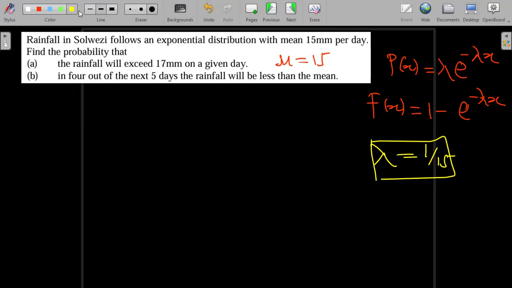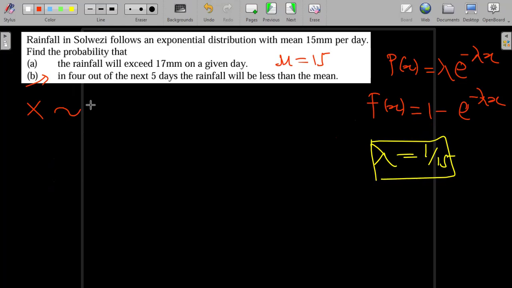So B, what are they saying? They are saying find the probability that in 4 out of the next 5 days, the rainfall will be less than the mean. Now this is going to follow a different distribution because of the conditions that we've been given here.